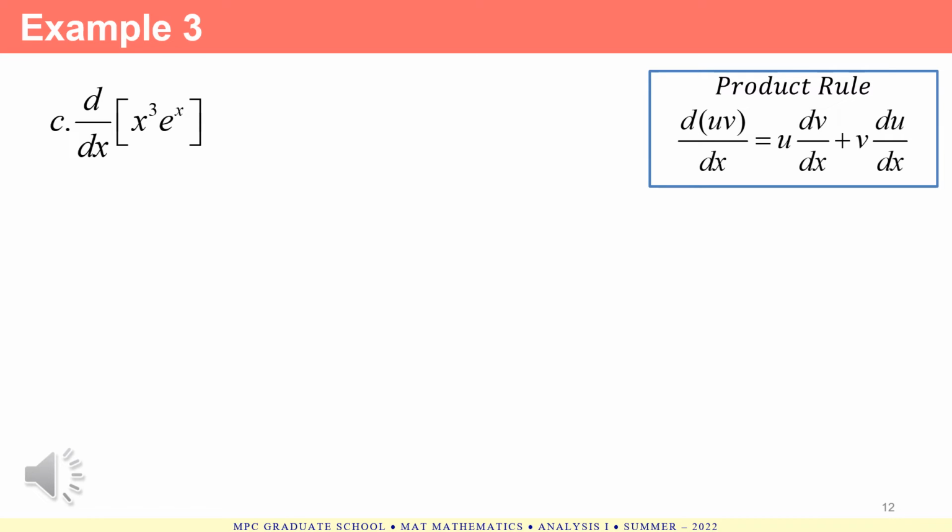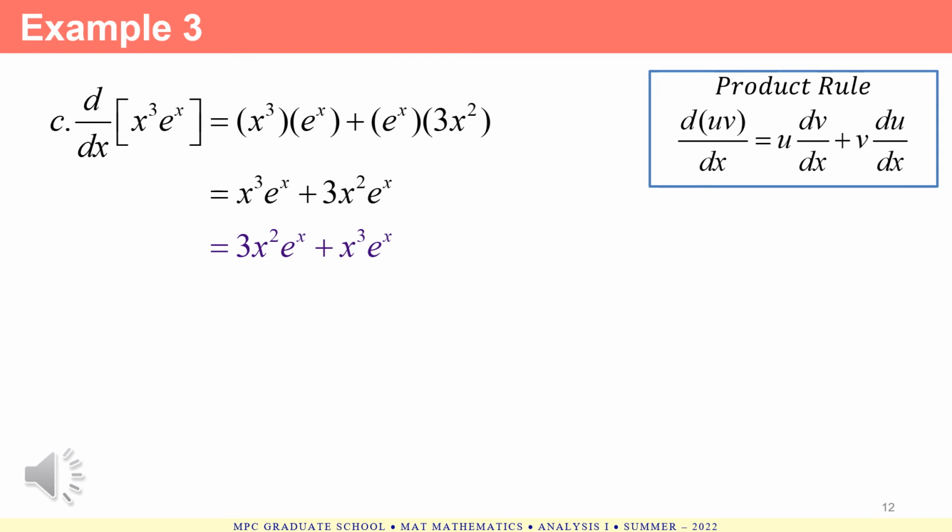So that is x raised to 3 times the derivative of e raised to x. So that is still e raised to x plus e raised to x times the derivative of x cubed. So that is 3x raised to 2. And then simplify. So our final answer here is equal to 3x raised to 2 times e raised to x plus x raised to 3 times e raised to x.